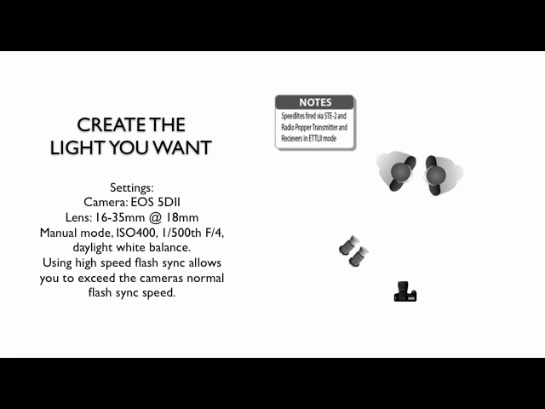Here's how we did the shot. Using the 5D Mark II with a 16 to 35mm lens in manual mode, ISO 400, at 500th of a second at f4, daylight white balance. Using high-speed flash sync allowed me to exceed the camera's normal flash sync speed. The 5D I believe is somewhere around 200th of a second. So using the shutter speed, I'm able to dial down the ambient light, creating that dramatic sky.